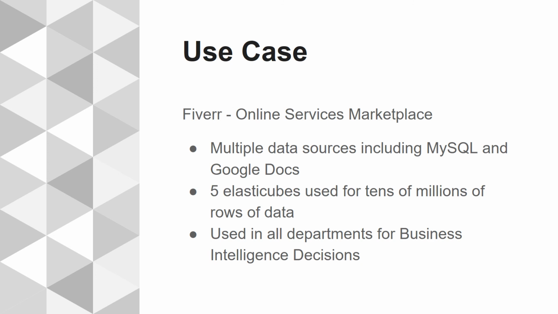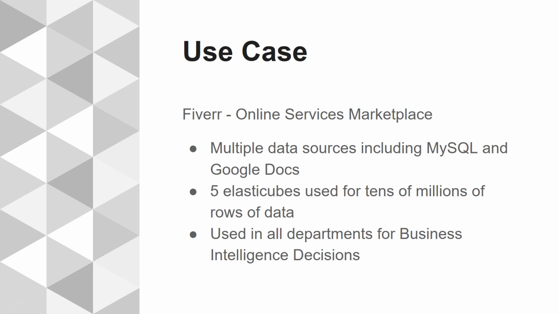One of their use cases is for Fiverr, an e-commerce service, a marketplace for small businesses to contract out minor services for their companies. Their data model utilizes 5 Elasticubes and 2 servers in their solution for tens of millions of rows of data. They utilize multiple data sources, including MySQL, Google Docs, and spreadsheets.